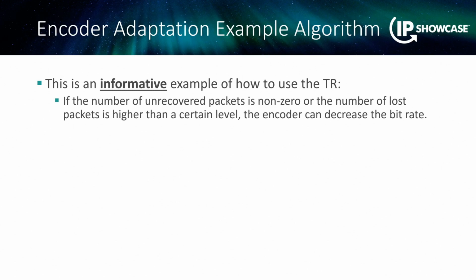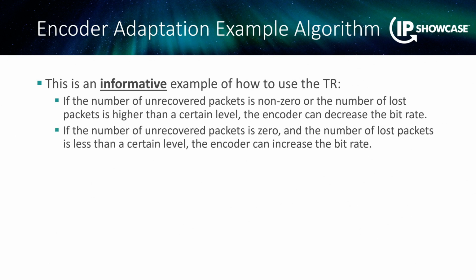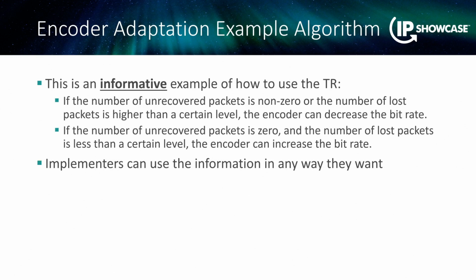The example is if the number of unrecovered packets is non-zero, in other words, you couldn't recover it, that's bad, you go down. Or if you have packet loss over a certain level. If the number of unrecovered packets is 0, and the number of recovered packets is less than a certain level, the link is okay. Maybe I should go up. So going down is easy, going up is questionable. The implementers can use the information any way they want. So this is just an example. The TR, again, does not specify the algorithm.